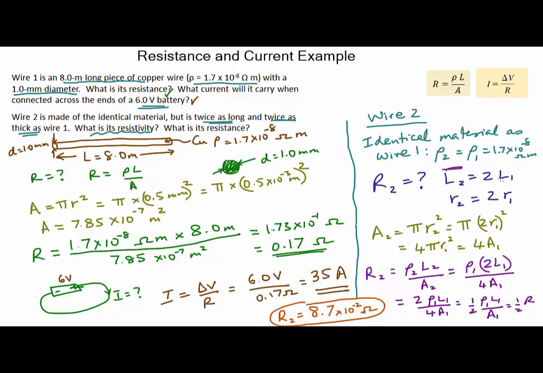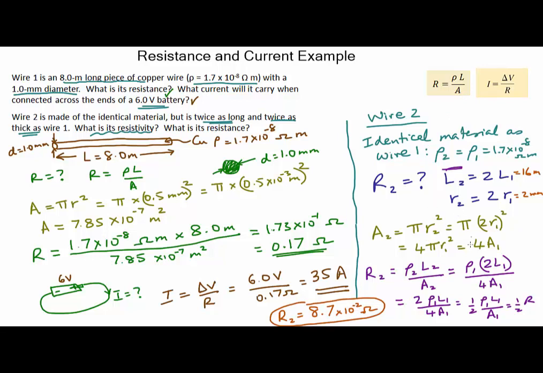Now I bet a lot of you are a little bit uncomfortable with the way I did this. You might be more comfortable with saying L2 is 2 times L1. I know what L1 is, so I can just go here and say this is 16 meters, and r2 is 2 times r1, so I can say that if this is 2 millimeters, and then I can follow the same process, calculate A2 in meters squared, and plug that into this equation for R and get its resistance. And if you did it that way, you would still get the same answer.